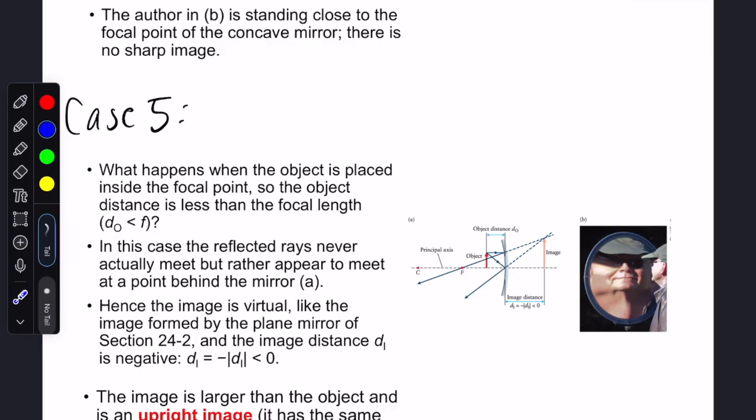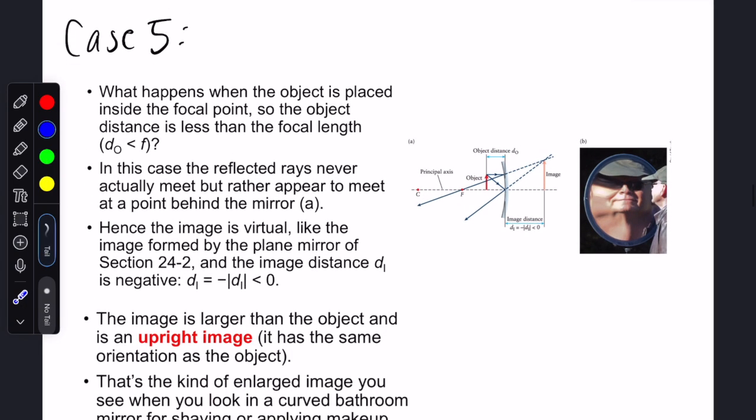And so finally we get an upright image. It's magnified and it's virtual, right? It's a virtual image because it's behind the mirror, right? The light rays had to converge behind the mirror.